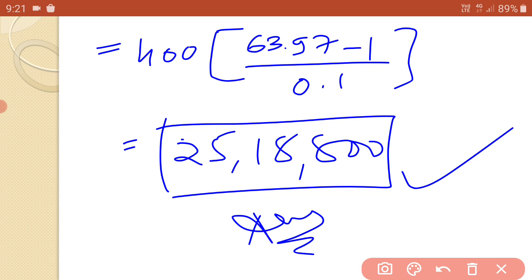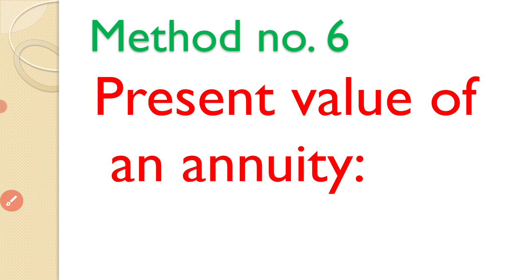This is method number 5. Now the next one, method number 6: present value of an annuity. The present value of an annuity is the sum of the present values of all the installments payable at equal intervals. Let A be the annuity.